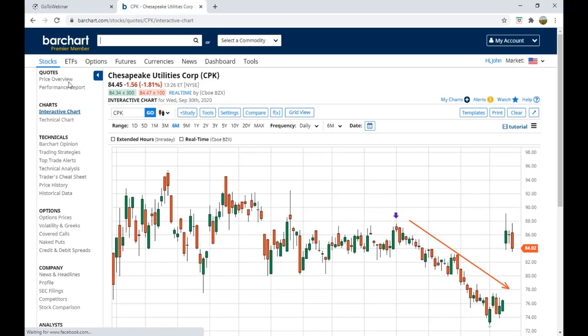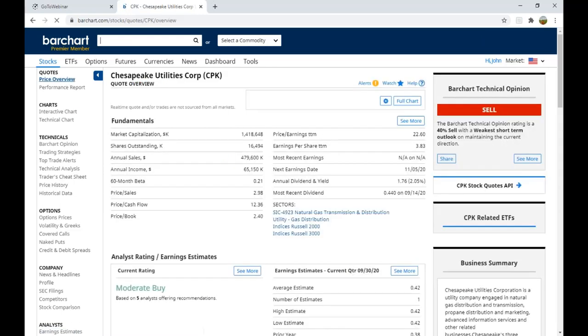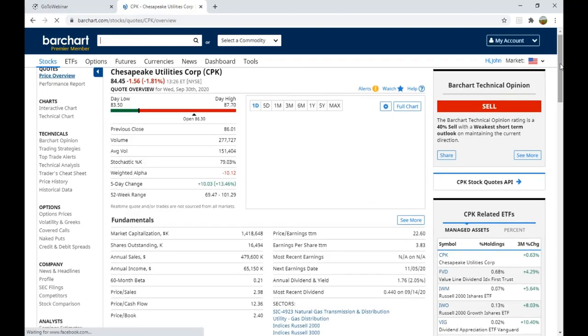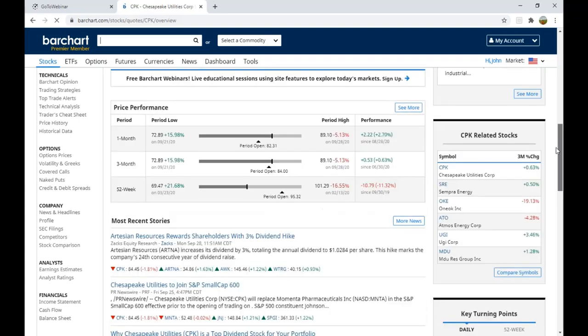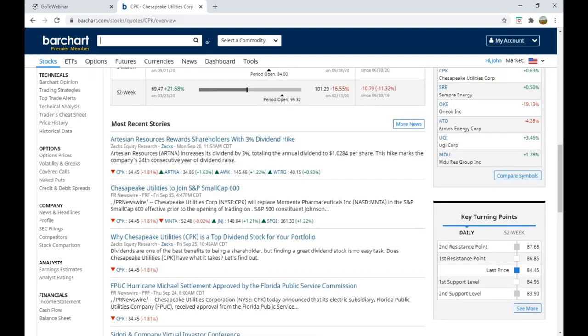Now, if I go into my price overview, right, Chesapeake Utilities, and I scroll down, here's that news story that ignited or was the catalyst of that outside gap. Chesapeake Utilities is now going to join the S&P Small Cap 600. So anybody who is a mutual fund manager or an index manager that trades the S&P 600 small cap is going to have to acquire the Chesapeake Utility stock to put it into their portfolio.